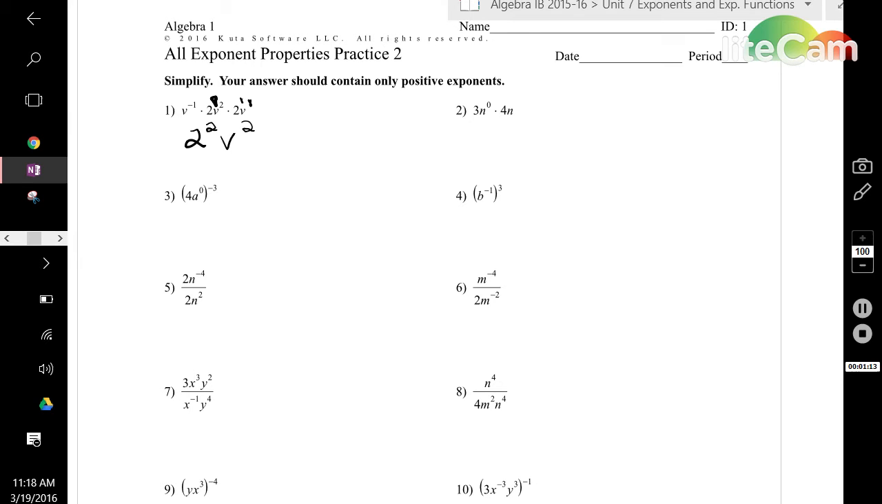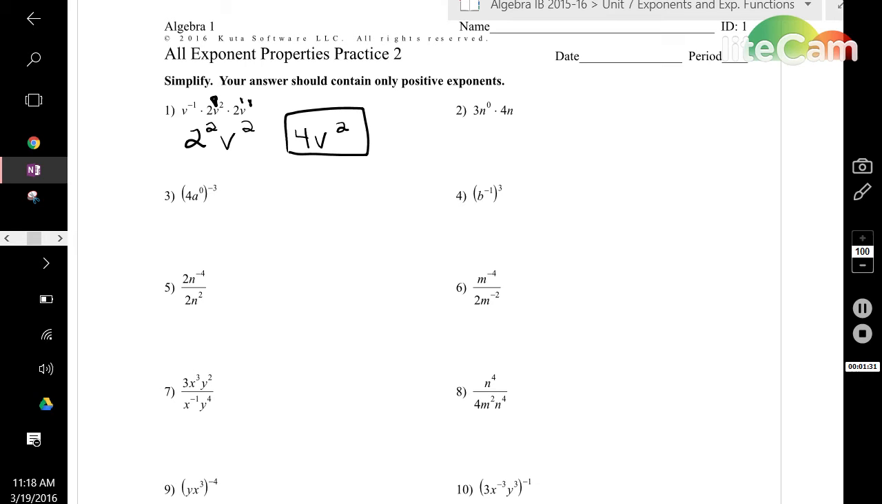In class, we discussed if you have a base that's to a power of 3 or less, you have to evaluate. So I'd have to evaluate 2 squared, which is 4. So I end up with 4v squared.